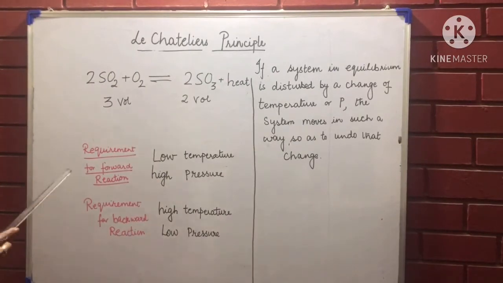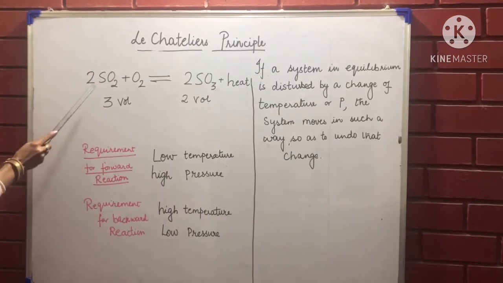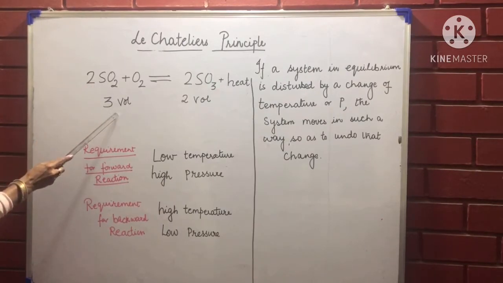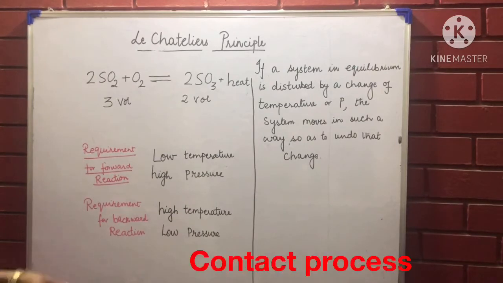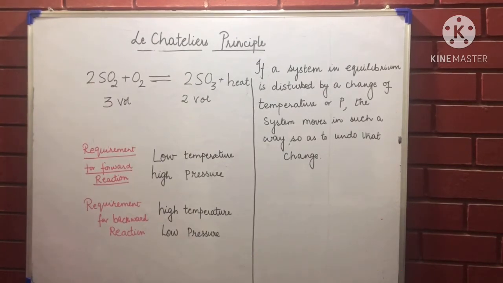2SO2 plus O2 gives 2SO3. This is a part of the contact process to manufacture sulfuric acid. So we have taken 2 plus 1, 3 volumes of the reactant, which change into 2 volumes of the product, plus a large amount of heat is produced. This shows that the reaction is an exothermic reaction. On its own, heat is being produced in this reaction.